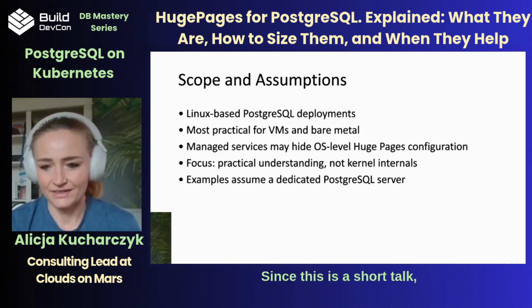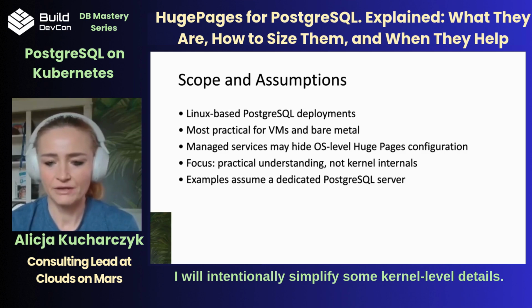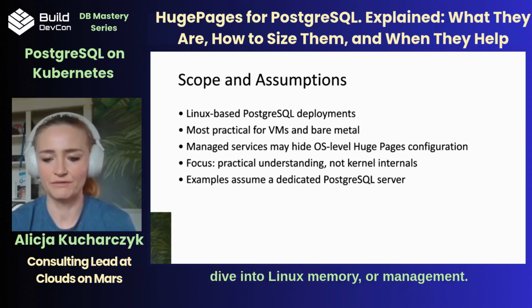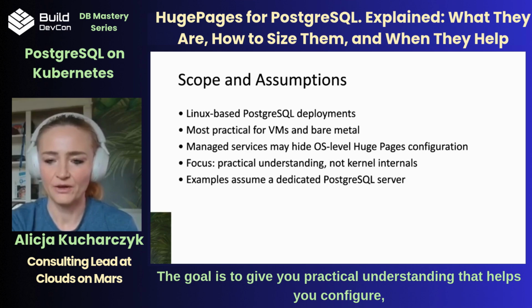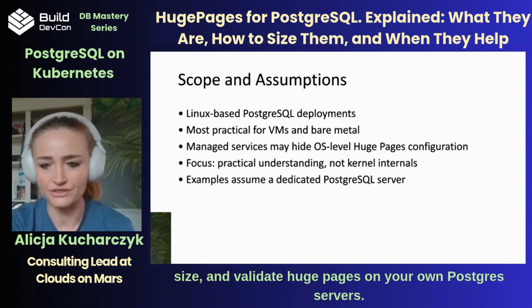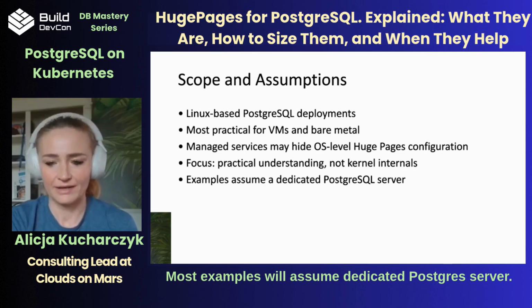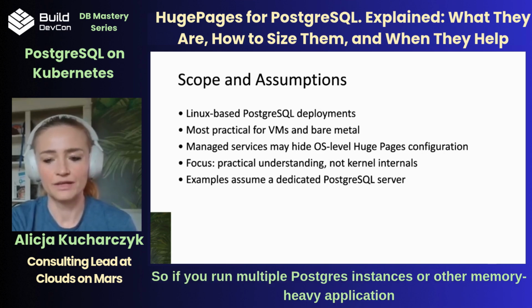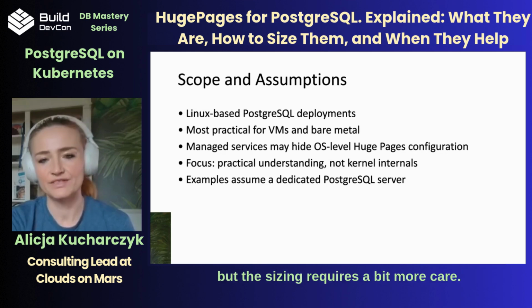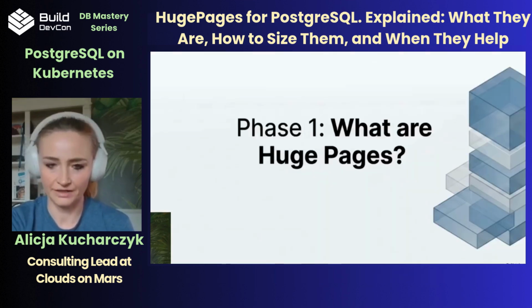Since this is a short talk, I will intentionally simplify some kernel level details. The goal is not to turn this into a deep dive into Linux memory management. The goal is to give you a practical understanding that helps you configure, size, and validate HugePages on your own Postgres servers. Most examples will assume a dedicated Postgres server. If you run multiple Postgres instances or other memory-heavy applications on the same machine, the same principles apply, but the sizing requires a bit more care.